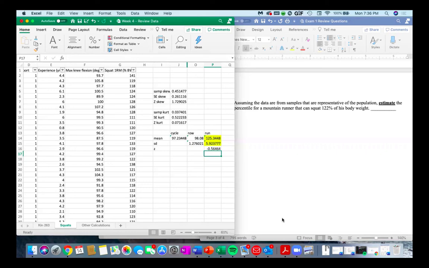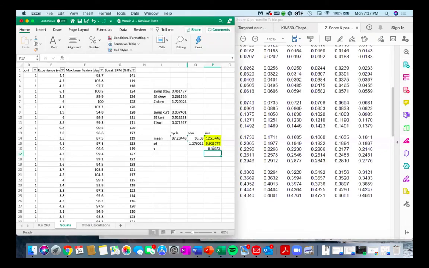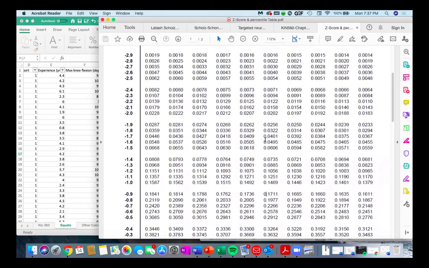Write it on the Z-score table. Yep, we got to look it up on the Z-table. Right, so Z-score negative 0.56. We'll look on the negative Z-table at negative 0.5, and then this would be 50, 51, 52, 53, 54, 55, 56, right? So we have a probability of 28.77.